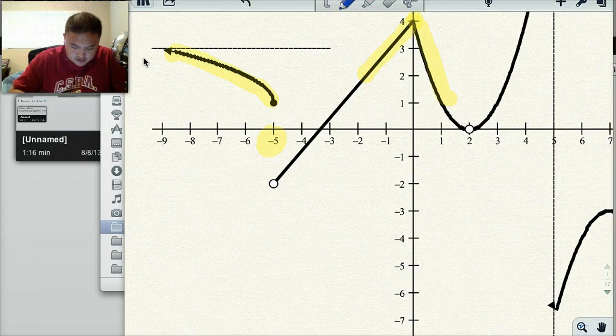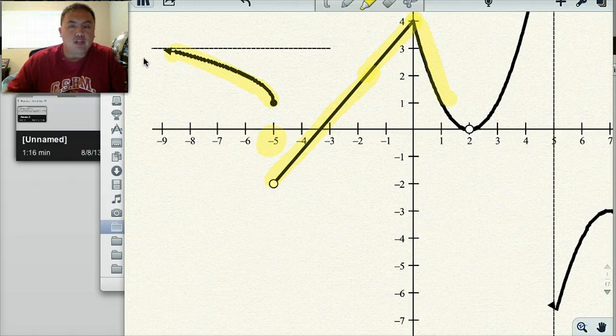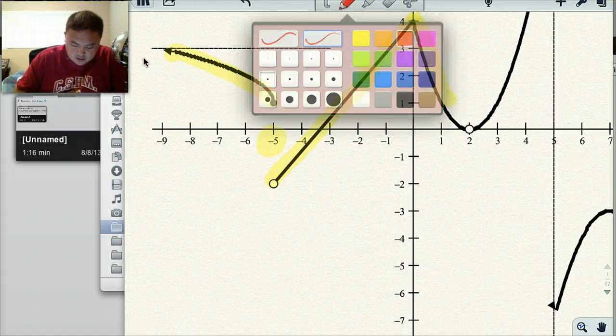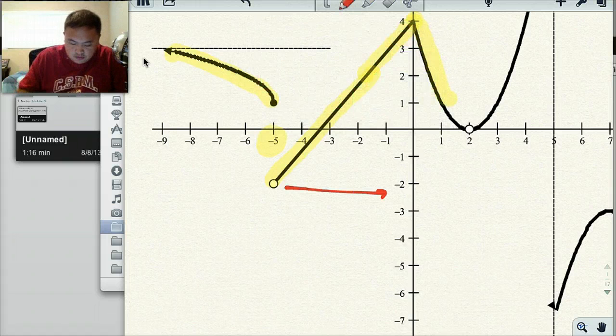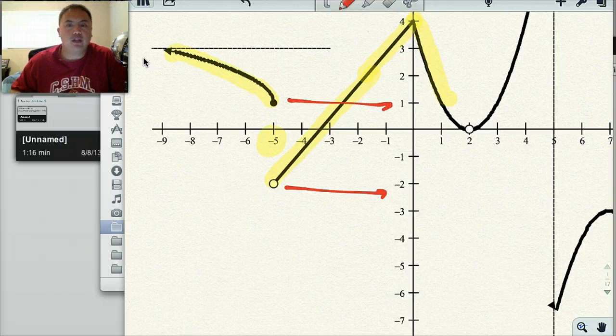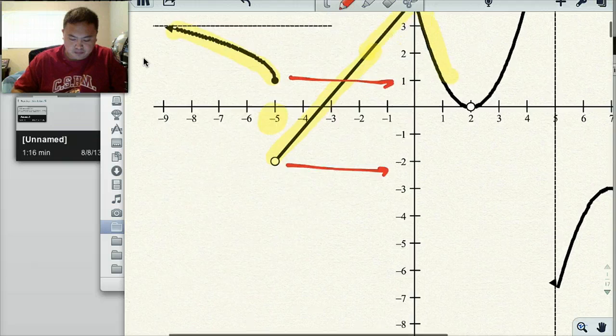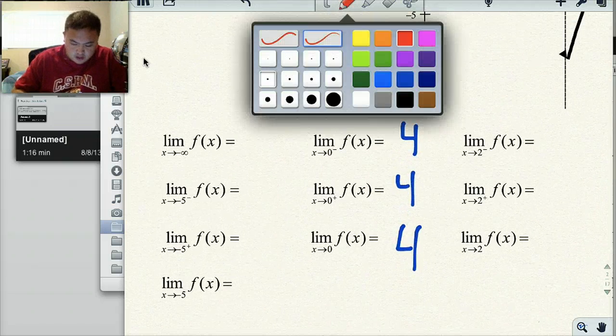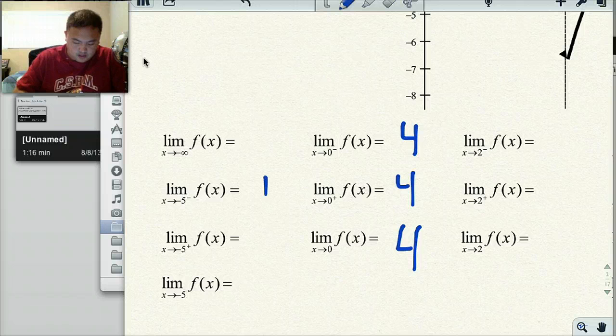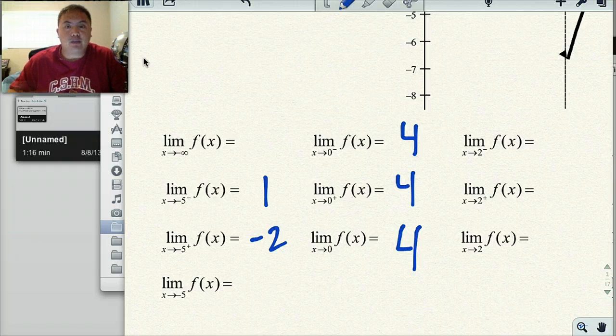From the right, if I follow this line until I hit x equals -5, I hit this white dot, and I also hit a number. This time it's not y equals 1. It is y equals -2. So from the left I hit y equals 1, and from the right I hit y equals -2. So going back to my problem, I'll write down 1 and -2. You see how these two numbers don't match? In the other example, they all matched, so it was the same. Since these don't match, I'm going to put does not exist.